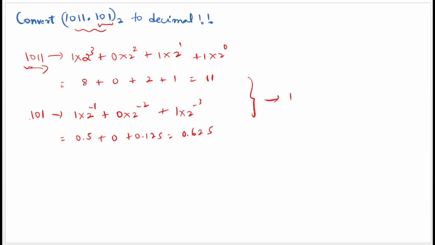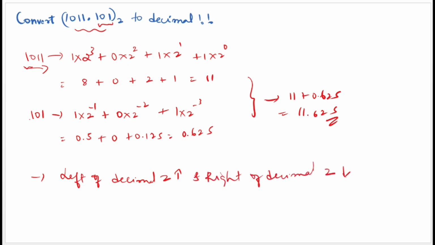So finally what we have to do, we have to just add 11 plus 0.625. You're going to get 11.625. So the short trick is: left of the decimal, positive powers of 2, and right of the decimal, negative powers of 2. Easy, right?